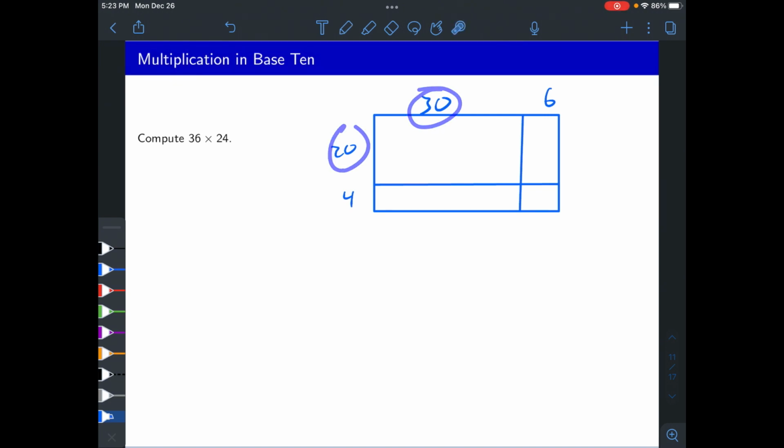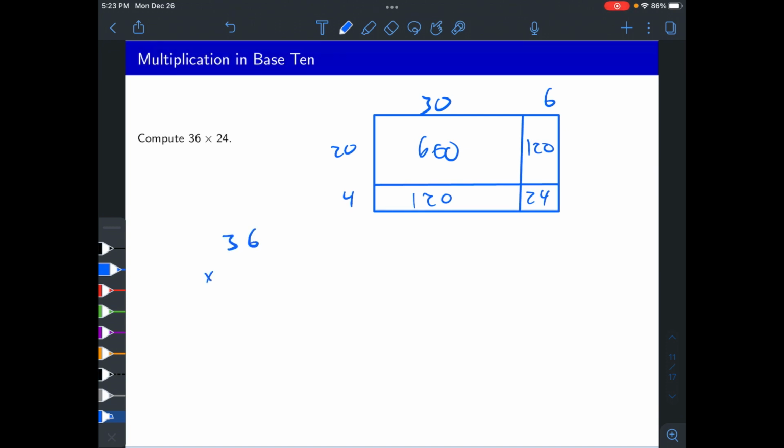Then you just have to find all of these 4 areas by multiplying: 30 times 20, that's 600. 6 times 20, that's 120. 30 times 4, that's also 120. 6 times 4, that's 24. You pay attention to the zeros that are showing up here, like the 6 and the 20 makes 120. I think this helps a lot as far as making sense of it.